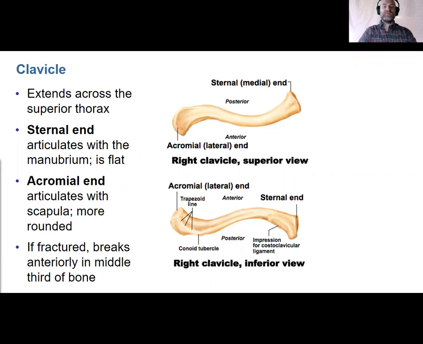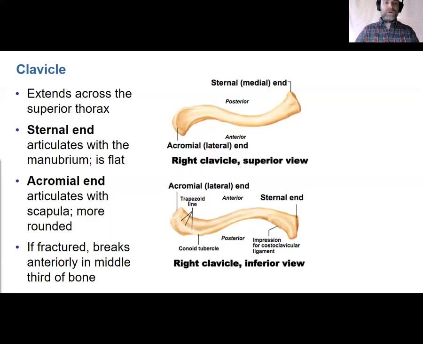The clavicle extends across the superior thorax, meaning that it's at the top of your chest cavity, basically. And you can feel your clavicle here. You're very familiar with this, commonly called the collarbone. The sternal end articulates with the manubrium. So this is the medial side that's articulating with that top part of your sternum at the sternoclavicular joint. In the acromial end, the lateral side articulates with the scapula at the acromioclavicular joint that I just mentioned.